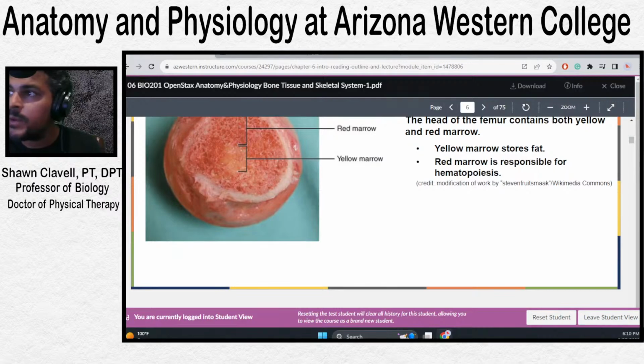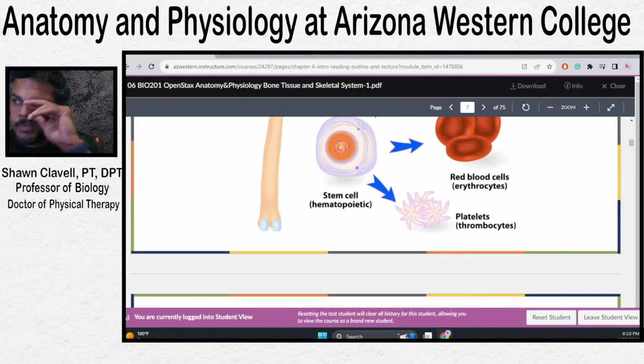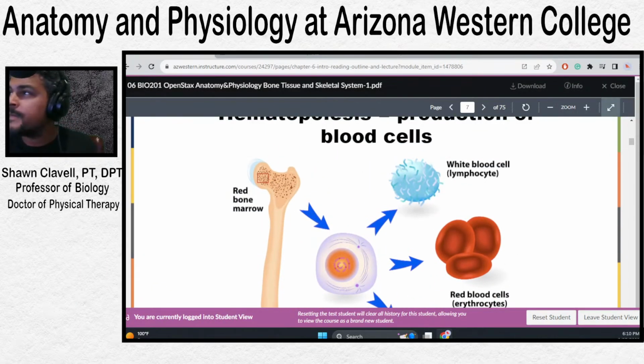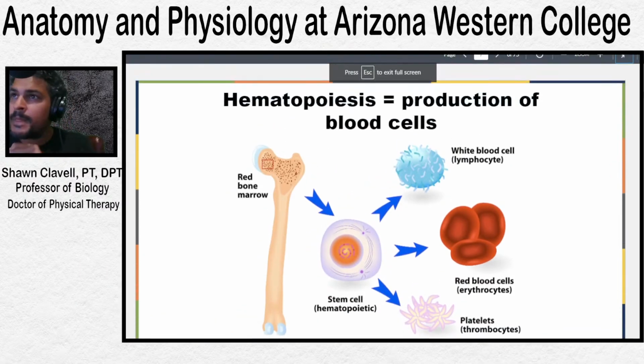So yellow marrow primarily stores fat. Red marrow is responsible for hematopoiesis, the production of blood cells. Right, the production of blood cells.